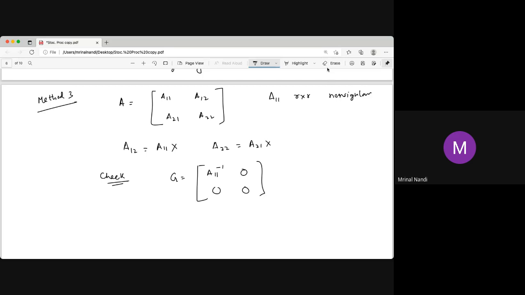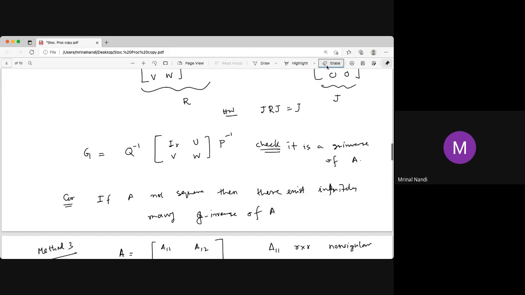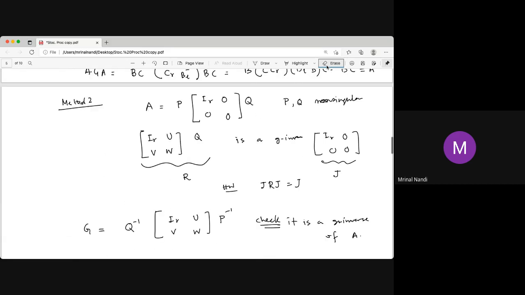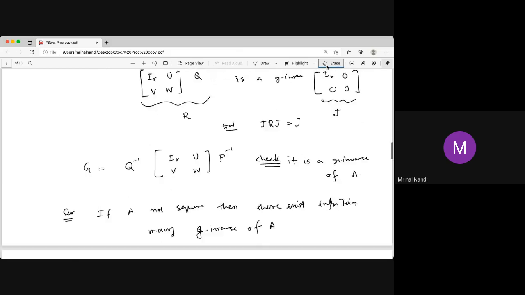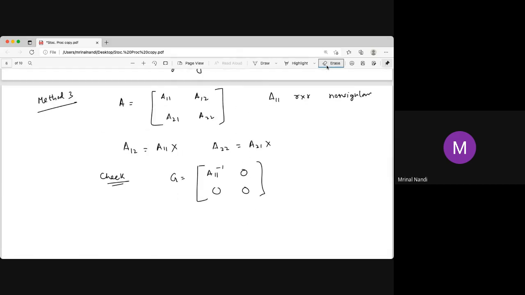So what is the basic difference between this and the earlier method? Here you just find your A11 and choose it. There is no need of finding UVW here, but you have to calculate A11 first. Once you get A11, there is no need of actually getting A12. To show that this is a G inverse, you need A12 to prove something. But to find G, you don't need the A12, A22 or A21 matrix. You only need the A11 matrix. From A11 inverse, you just find G.